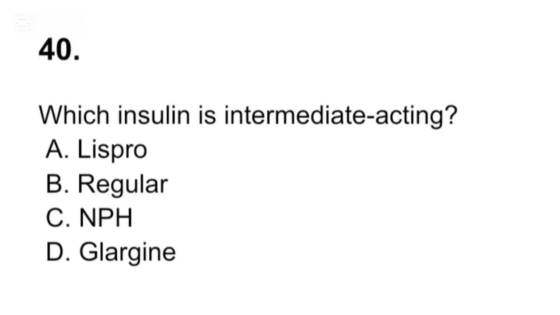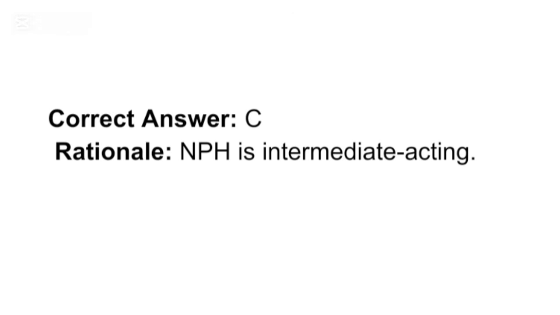40. Which insulin is intermediate acting? A. Lispro. B. Regular. C. NPH. D. Glargine. Correct answer, C. Rationale: NPH is intermediate acting.